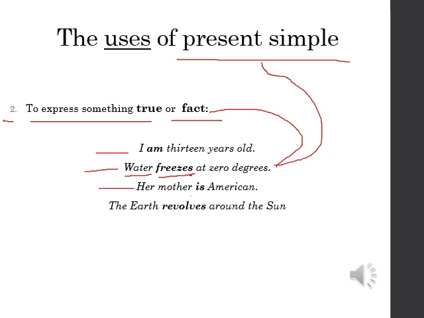Her mother is American. Is American. This is again present simple. The earth revolves around the sun. The earth is the subject. Revolves is the verb. الأرض تدور حول الشمس. This is a fact. Something that happens every day and forever. Fact. So I use present simple.